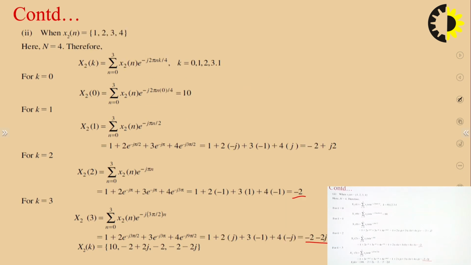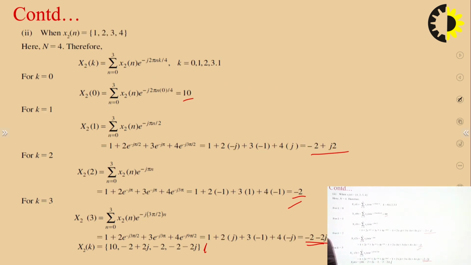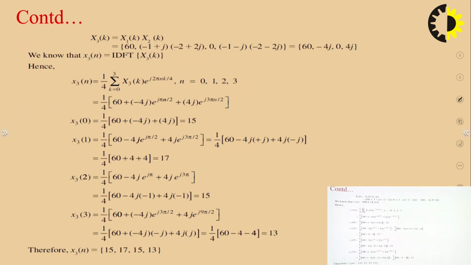Now move to the second sequence. Again we will apply the same formula and the same calculation here. So we have the values 10, minus 2 plus 2j, minus 2, and minus 2 minus 2j. So now you can see you have two values, X1(k) and X2(k). Now you will find X3(k). So X3(k) will be X1(k) into X2(k).